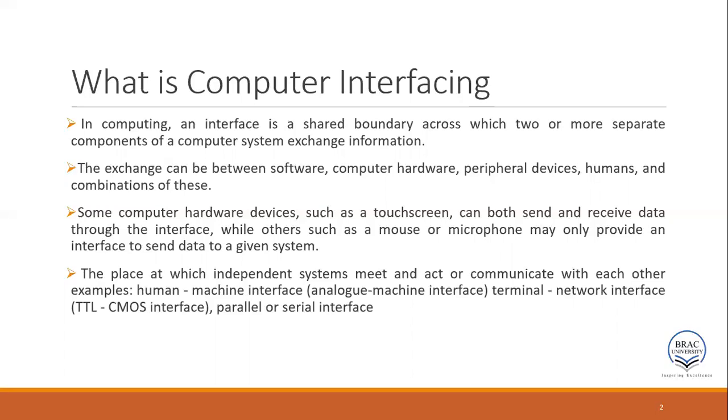Another definition of computer interfacing is the place at which independent systems meet and act or communicate with each other. In my previous examples, the user is independent, the computer is independent, and where the user and the computer meet, they exchange information, right? So this is called computer interfacing. Other examples are the terminal network interface and the parallel or serial interface. There are a lot of examples, and I will discuss them later.